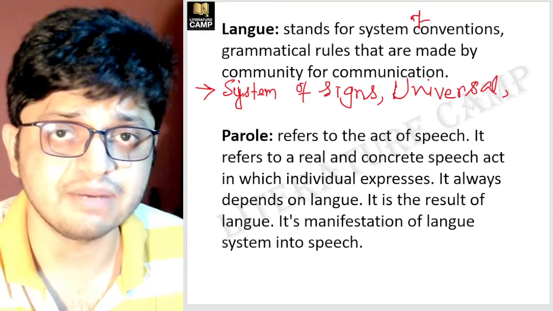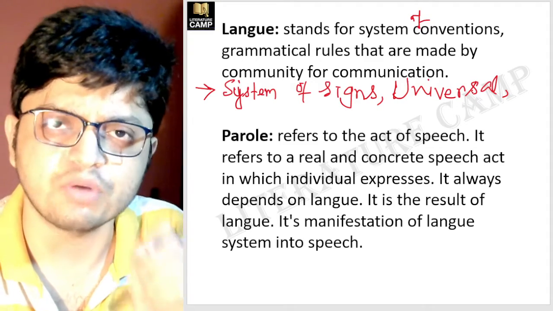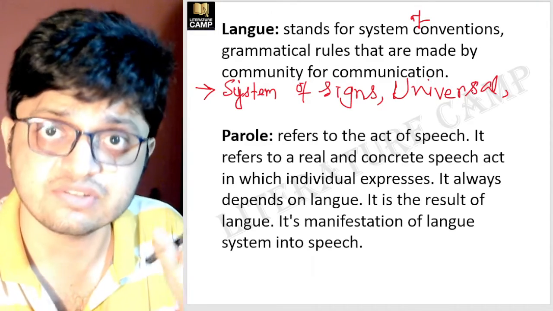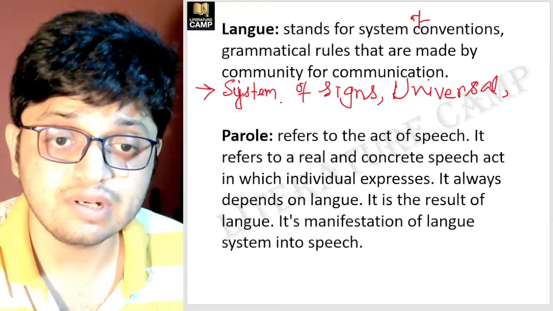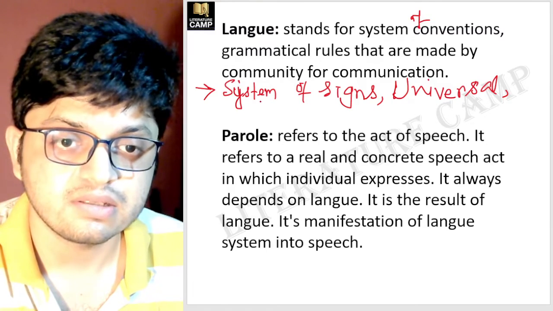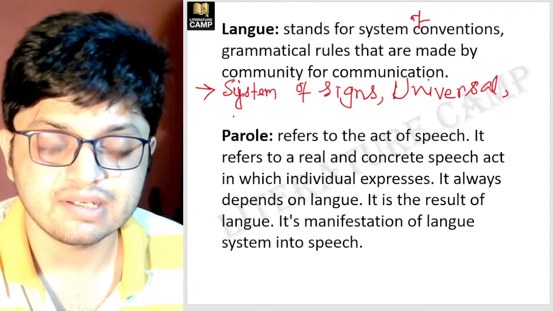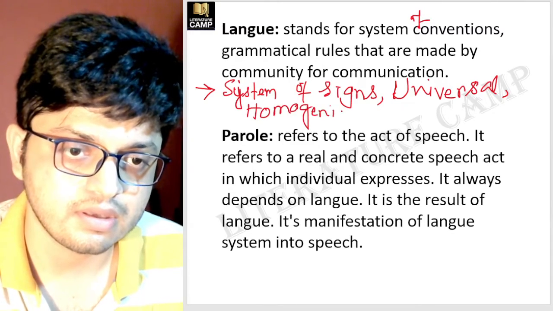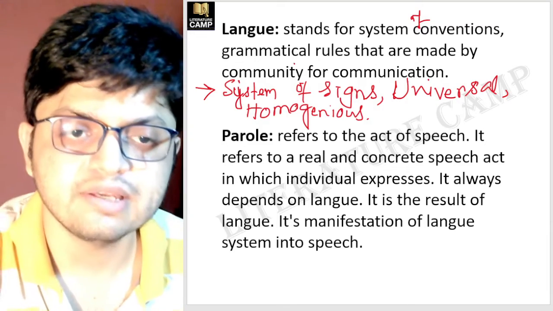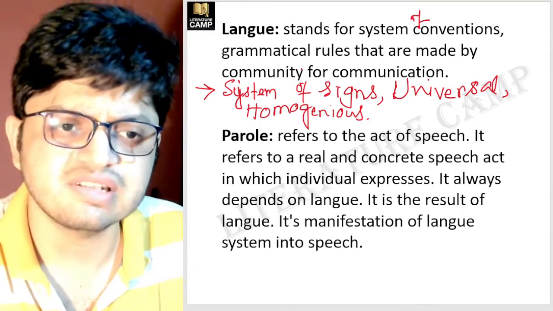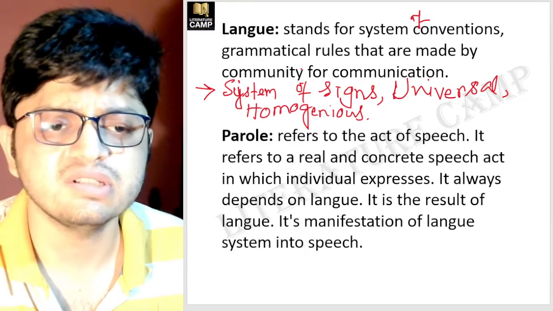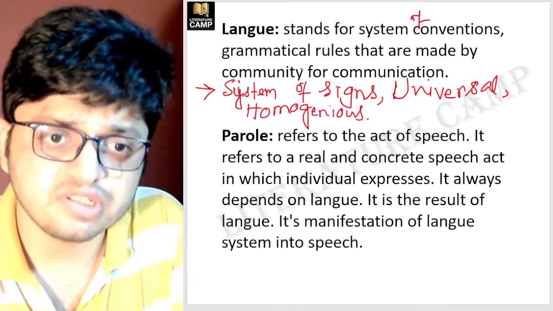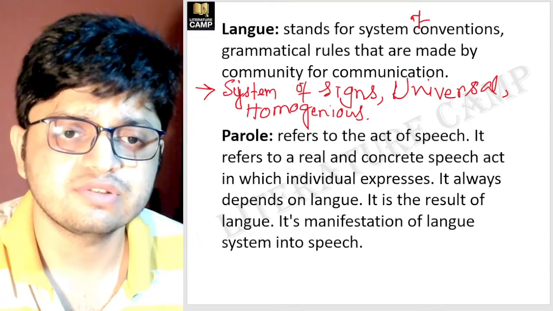You may get these terms in question paper because lang and parole, this concept is asked every time. You will get this question perhaps in assertion reasoning part. So you will see this kind of term: system of signs, universal, homogeneous. So lang stands for system of conventions, rules which are universal, which are made by a community for communication, right? So this is all about lang.